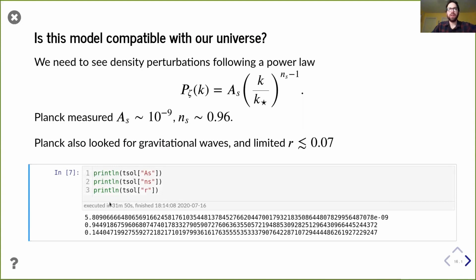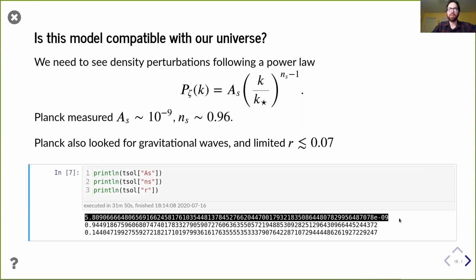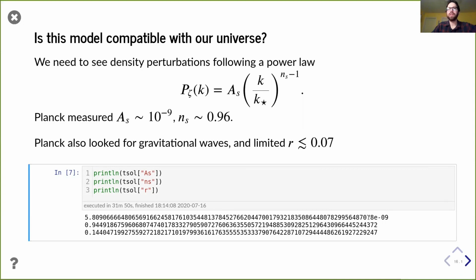In our model, our amplitude was fairly close, about 10 to the minus 9. NS is not too far off. It's 0.944 here instead of 0.96. This is actually pretty tightly constrained, so this is actually predictable based on the NS. The R here is about 14%. I apologize for the big digits. I had some rounding issues once and I never changed it back. But yeah, so we're definitely excluded here by the gravitational waves.